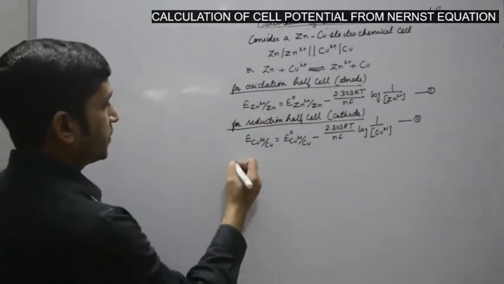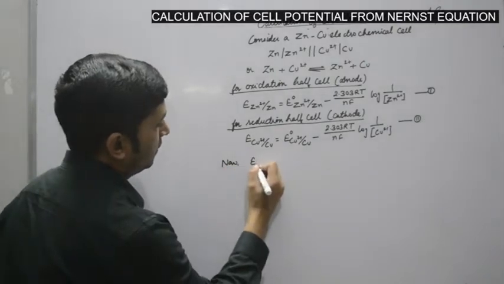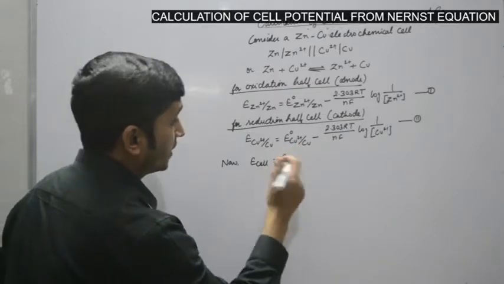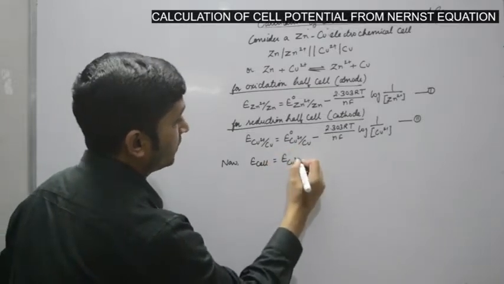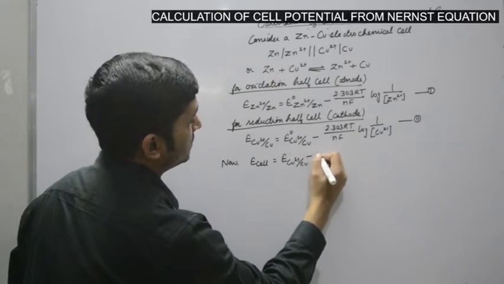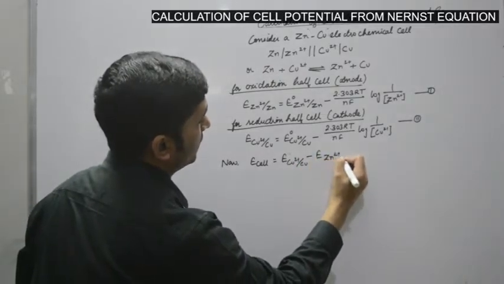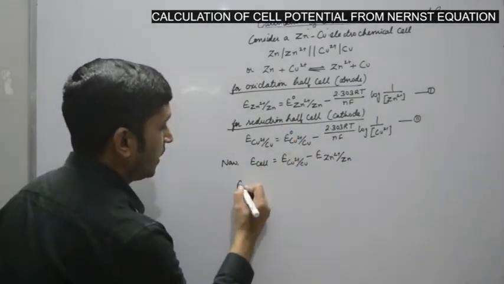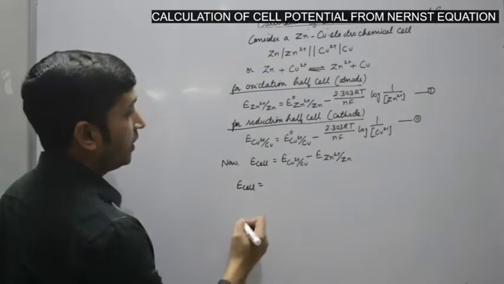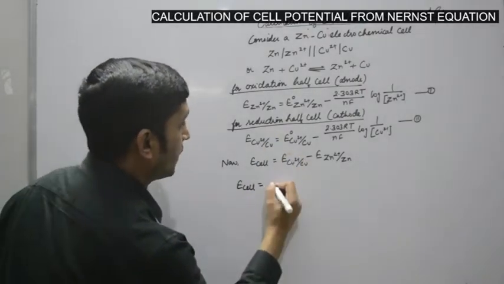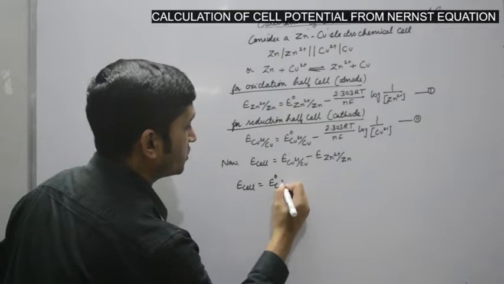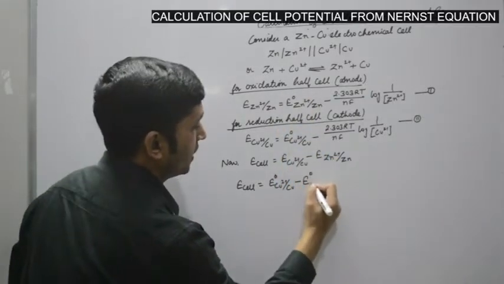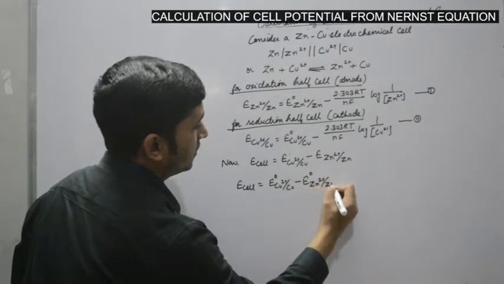Now, cell potential is equal to electrode potential of cathode, which is copper here, minus electrode potential of anode, which is zinc. So from the two equations we can take the value and write that cell potential will be equal to electrode potential of copper ion can be written as standard electrode potential of copper ion minus, from here we will take for zinc, standard electrode potential for zinc.